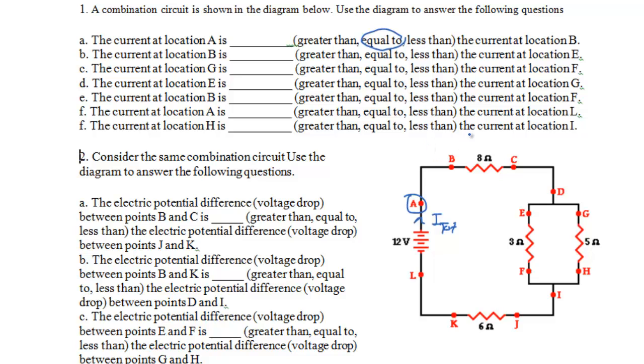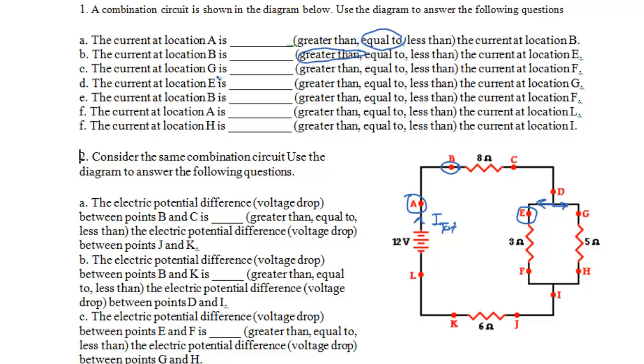That's because there are no junctions between B and C. Okay, part B of question number 1. The current at location B is greater than, equal to, or less than the current at location E? Now B is here and E is here. And as we learned here, the total current is going to A, then to B. There are no junctions, so no splitting, through C, through D. Then as soon as the current hits the junction, it will split. Okay, so as we expect, the current through B will be bigger than the current through E, which took only a portion of the current. So it will be greater than. Okay, let's look at question C.